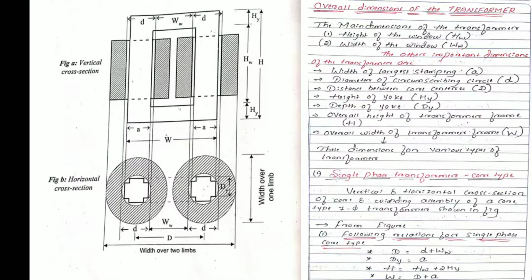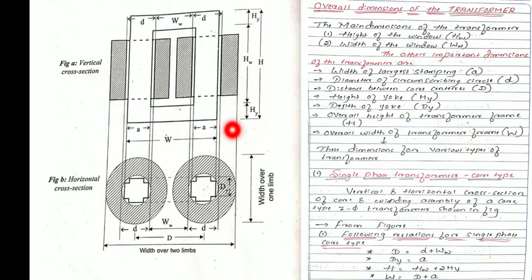So next dimension, it is the overall height of the transformer frame, represented by capital H. Overall height of the transformer frame means altogether it includes the core section, the window section, and in this window the primary winding and secondary winding will be there. So all together it is going to be considered as a transformer frame. The height of this transformer frame is represented by capital H. Next thing, capital W is nothing but the width of a transformer frame.